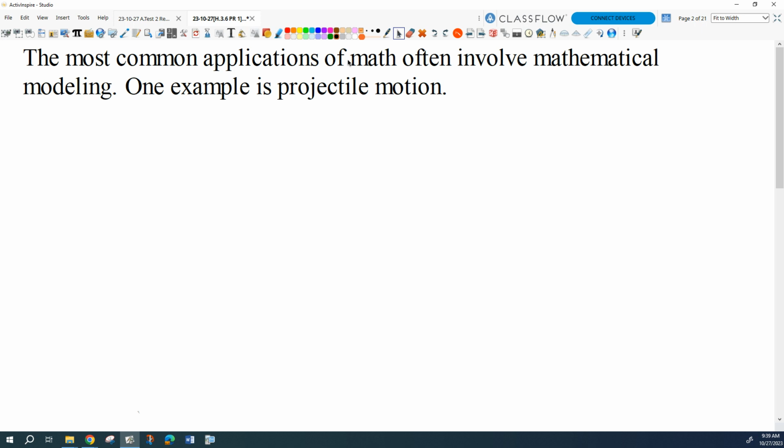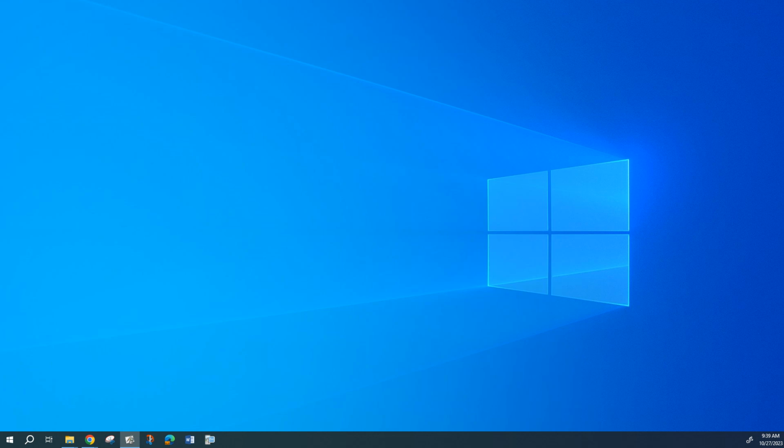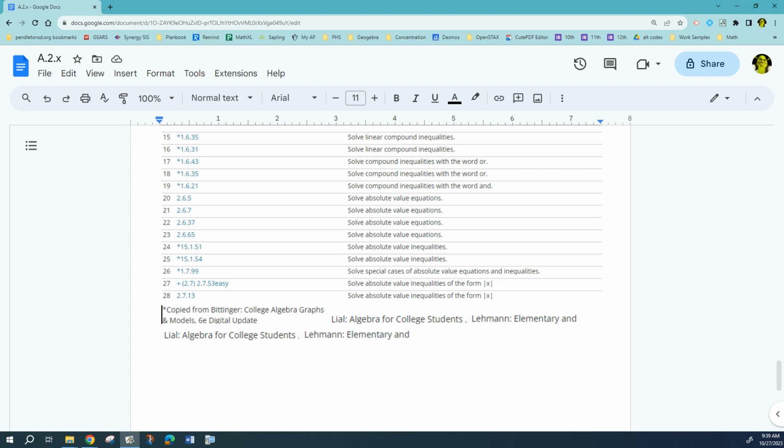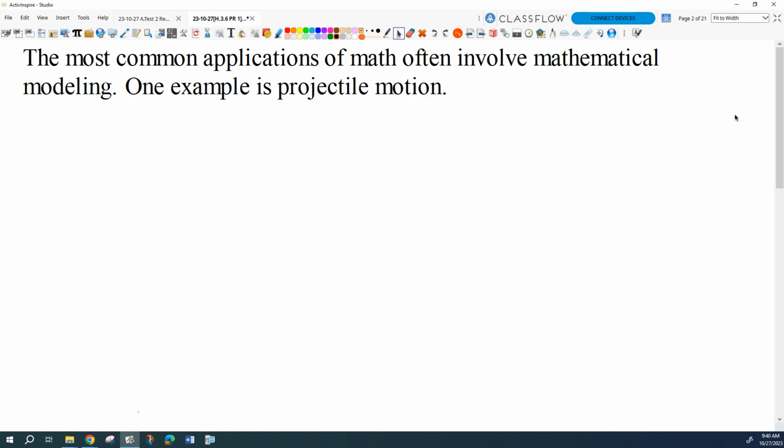Now, where did that go? No, where is that? There it is.